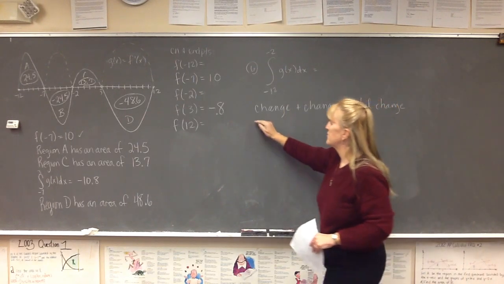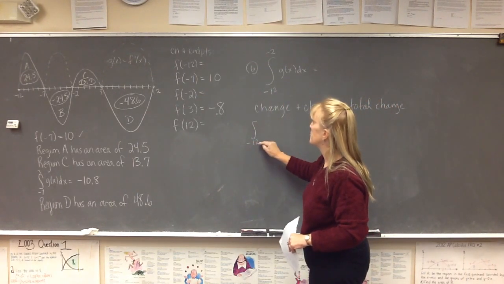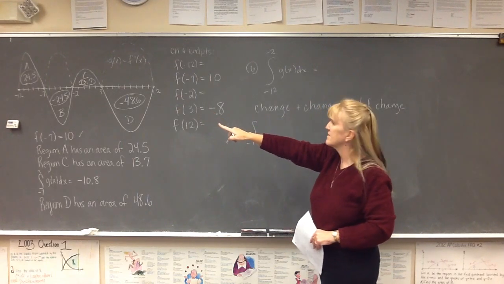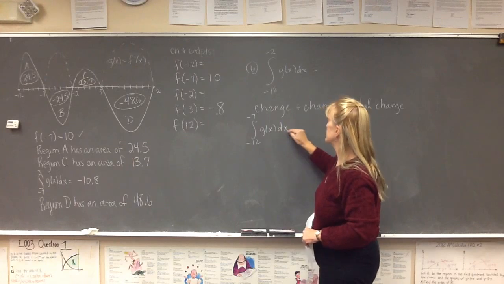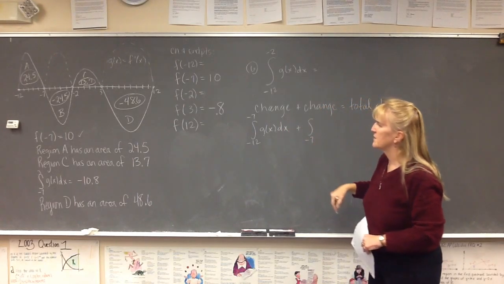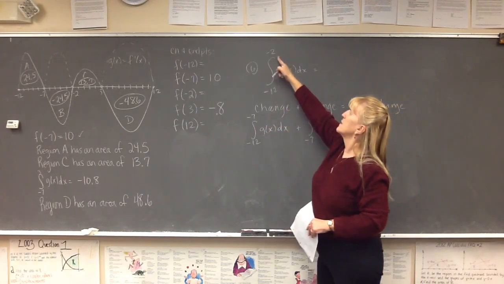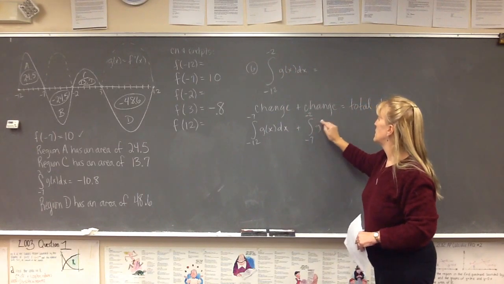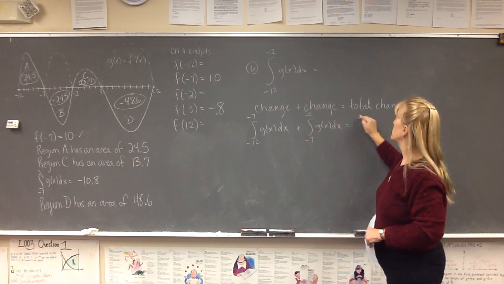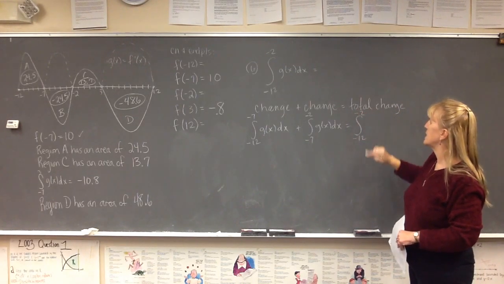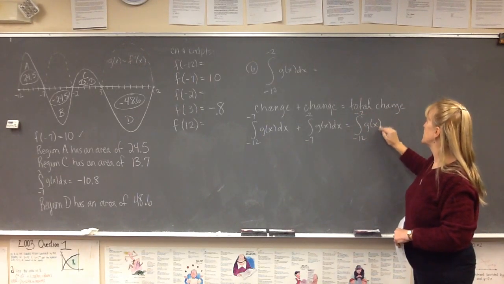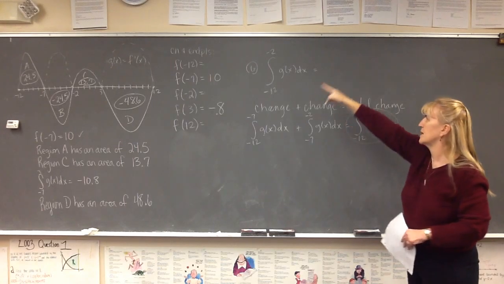My first change is going to be the interval from negative 12 to where the graph breaks the x-axis again, negative 7. Plus the change from negative 7 to negative 2 will give me the total change from beginning to end, from negative 12 all the way to negative 2 of g of x dx, which of course is my original question.